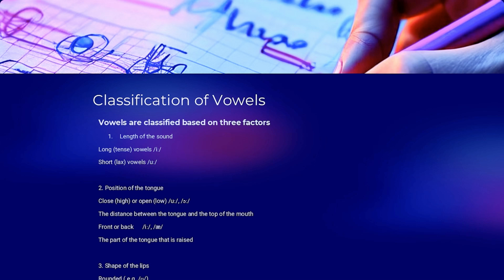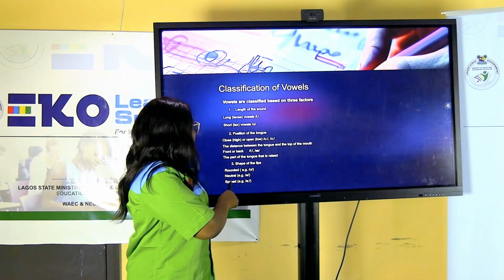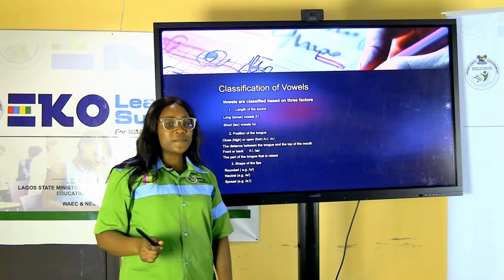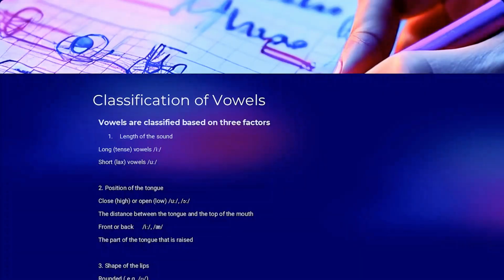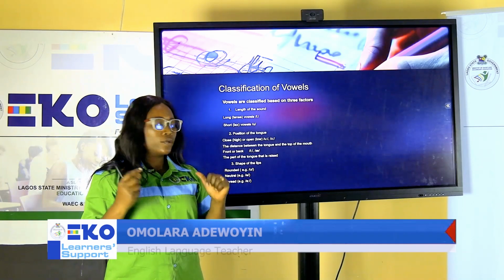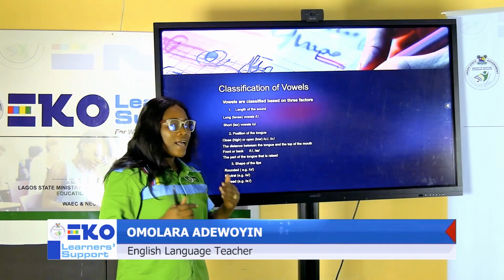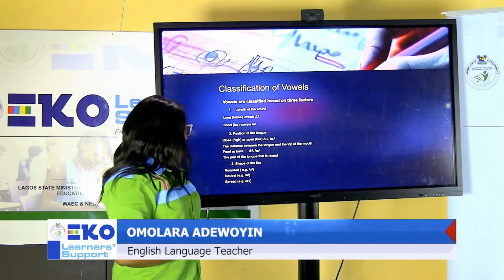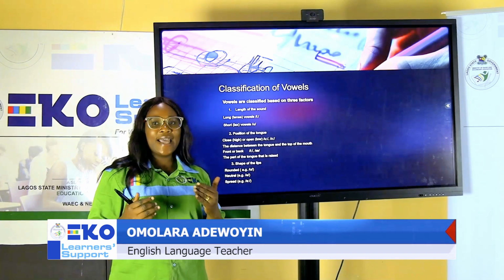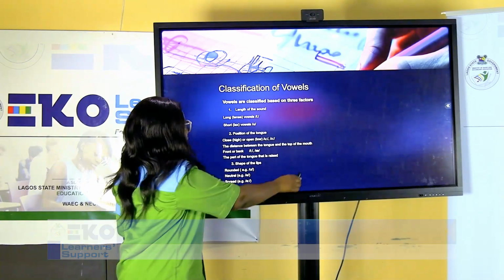Another way to classify our vowels is based on the shape of the lips. What is the shape of the lips when these vowel sounds are pronounced? The lips can be rounded, it can be in the neutral position, and it can be spread. Rounded, as in... and neutral, as in teacher, and spread, as in air. Let's move on.